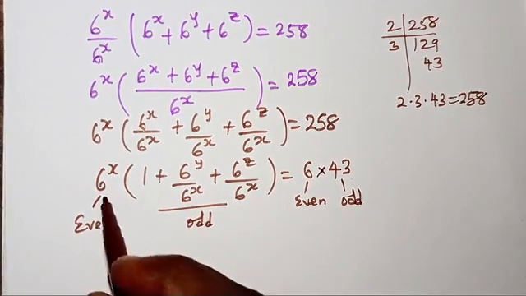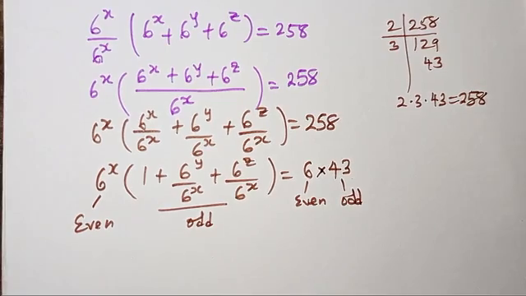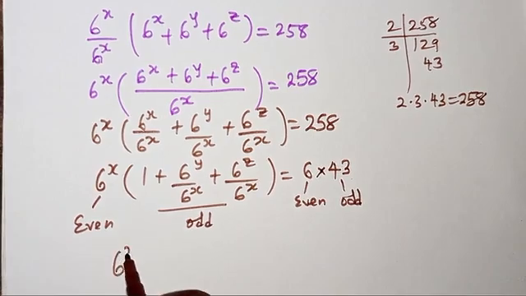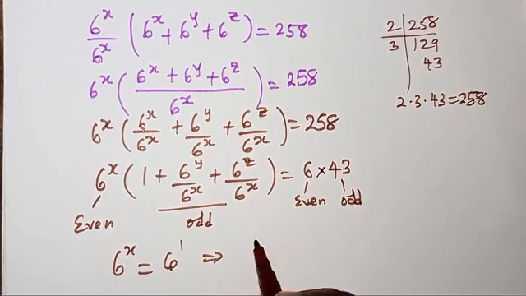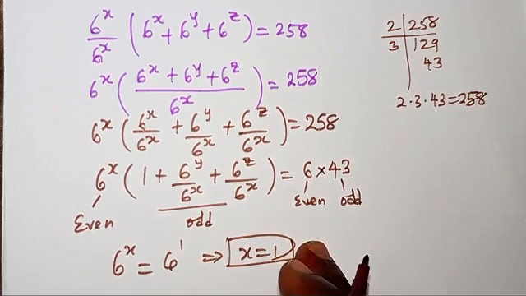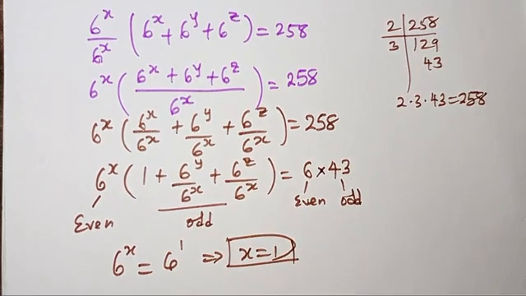Okay, so now we have 6 to power x. By comparison, we can see that 6 to power x will equal 6, right? Which implies that 6 to power 1, then x equals 1. So that is the first solution, x equals 1. Now we move further.